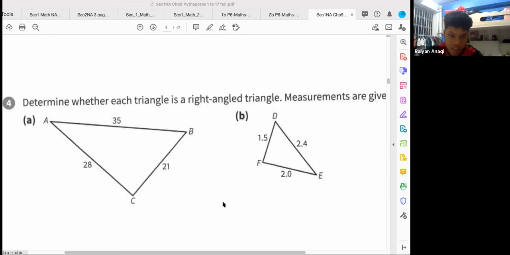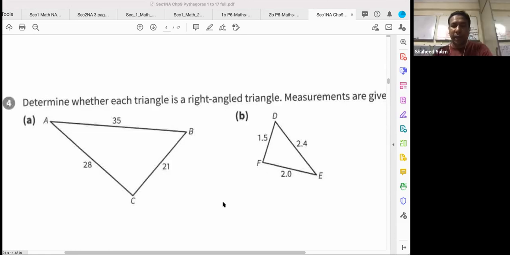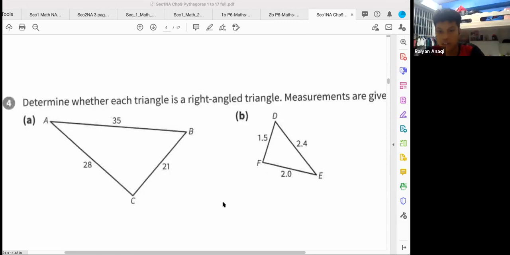A is a right angle. Okay, you try B. Let me check. Okay, correct, A is correct. B is not a right angle. Okay, good. All right.